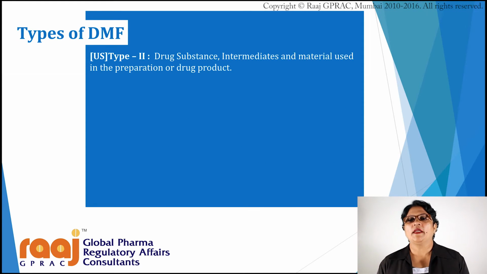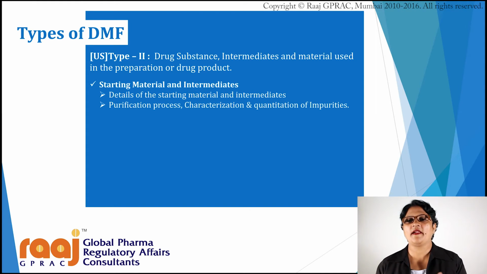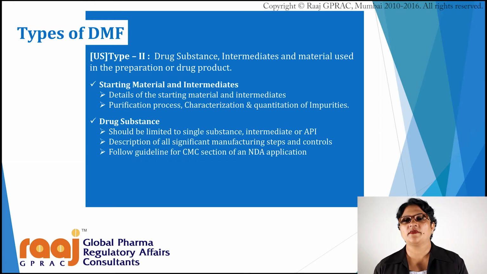So Type 2 is drug substance, intermediates and materials used in the preparation of drug product. We will look into one by one. First is starting material and intermediates. Details of the starting material and intermediates, and purification processes, characterization and quantification of impurities have to be included. Then about drug substance, we should be limited to a single substance, intermediates or API. Then description of all significant manufacturing steps and controls. Follow guidelines for CMC sections of an NDA application.